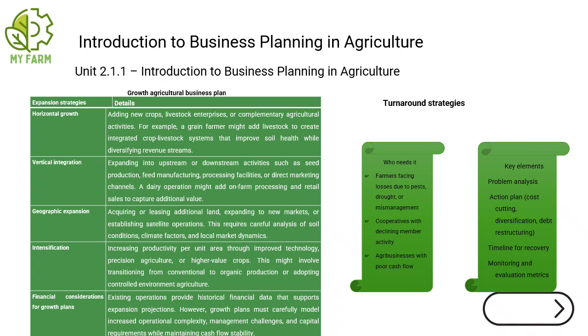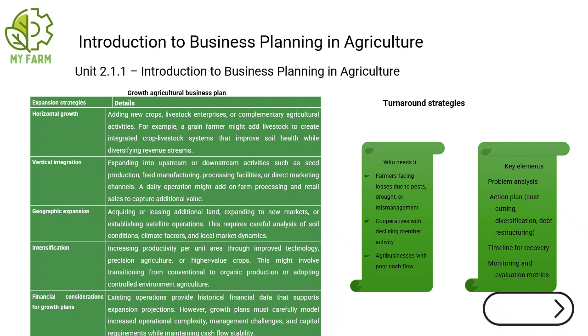Another important strategy is vertical integration, which means expanding into upstream or downstream activities connected to the core business. Farmers may begin producing their own seed, manufacturing feed, or processing their products. A dairy operation, for instance, might add on-farm milk processing and direct retail sales. By controlling more steps in the value chain, farmers can capture additional profit and strengthen their market position.